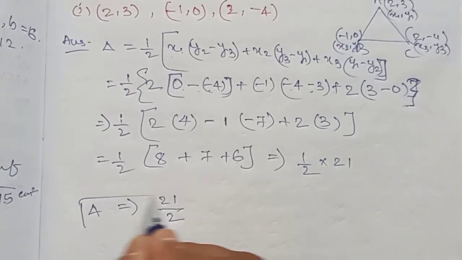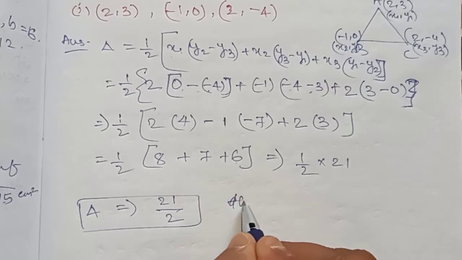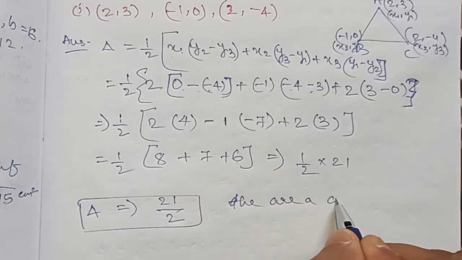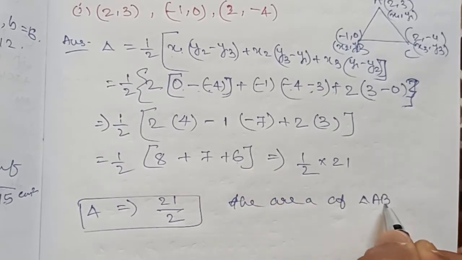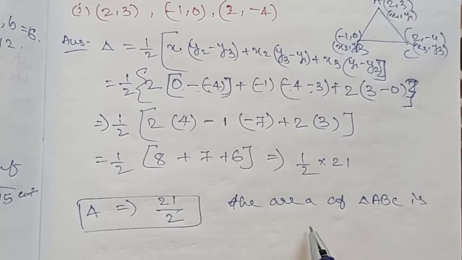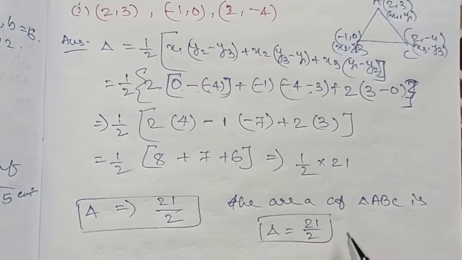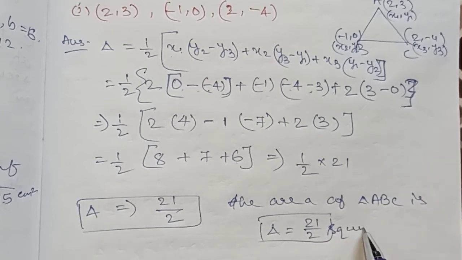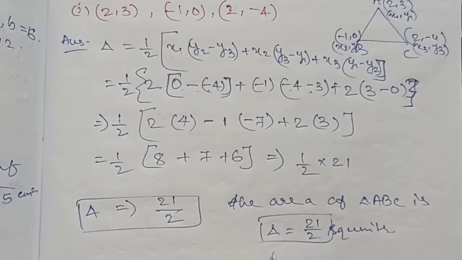So the area of triangle ABC is 21 by 2. Okay, 21 by 2 square units. This is the area of the triangle.